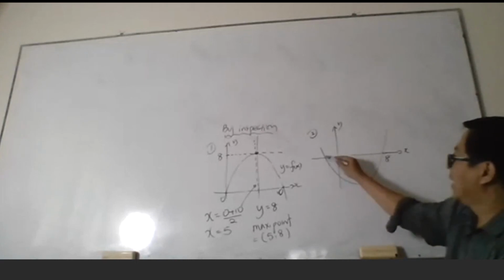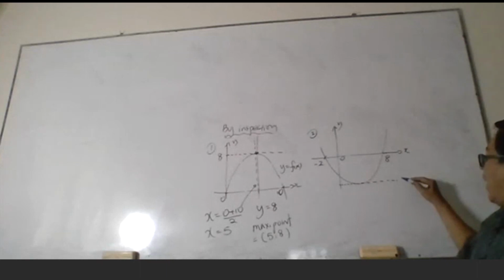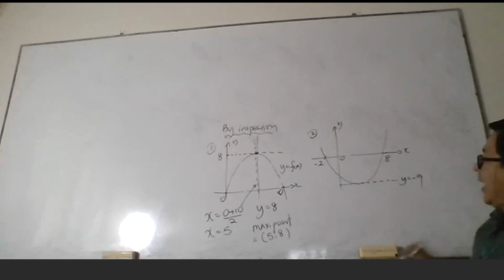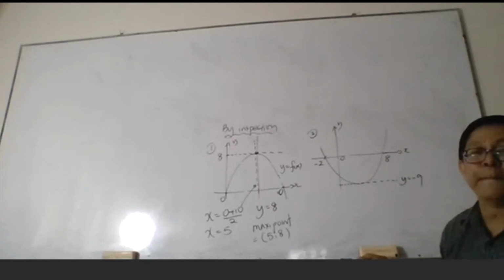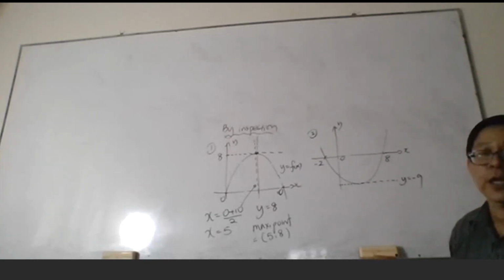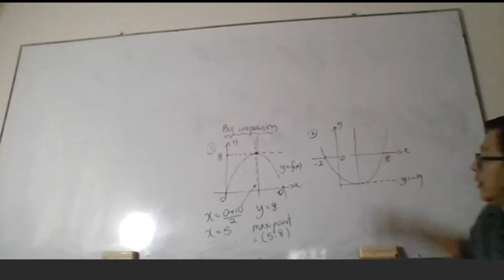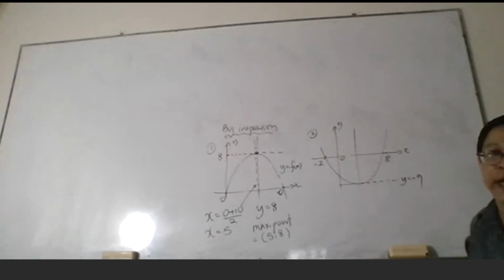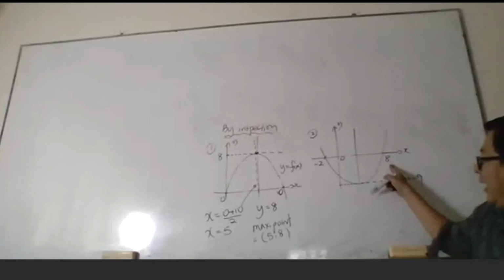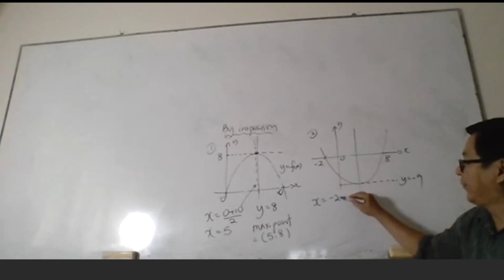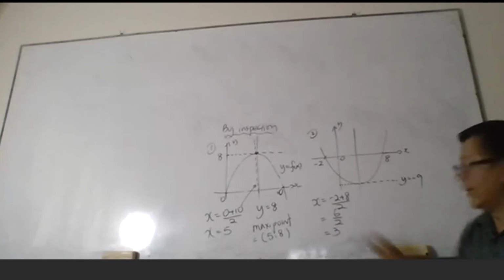So 8 here, -2 there. You'll notice that I purposely write y equal to -9, and this y equal to -9 represents the minimum value of the curve. To get your x coordinate, I will use the equation of axis of symmetry, that's the average of -2 and 8. So x will be (-2 plus 8) divided by 2, 6 divided by 2, you get 3.